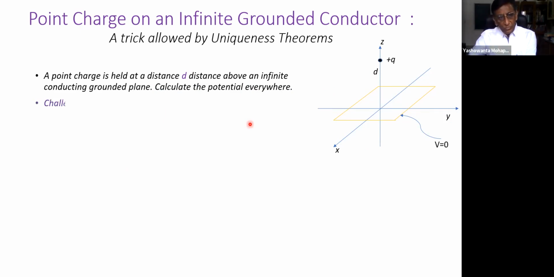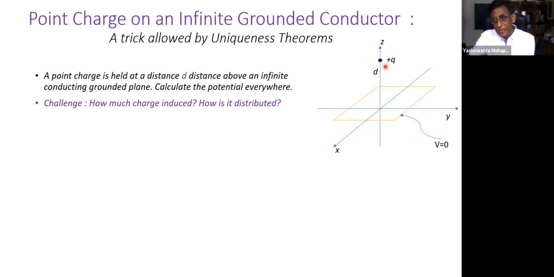So the challenge is how much charge is induced. Of course, I expect that if I put a plus q here, then there will be minus charges, because the conductor will have electrons piling up here on the surface. The question is how much charge is induced and how is it distributed in the plane? That's the question that we want to answer. It's a hard problem otherwise, but you can see how easy it will become if we use the method of images.